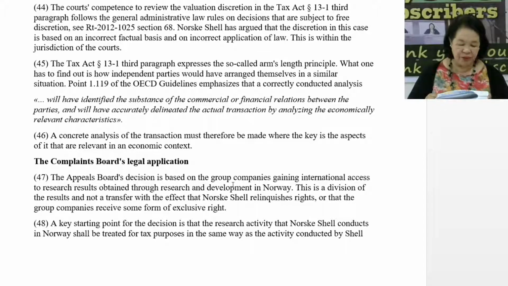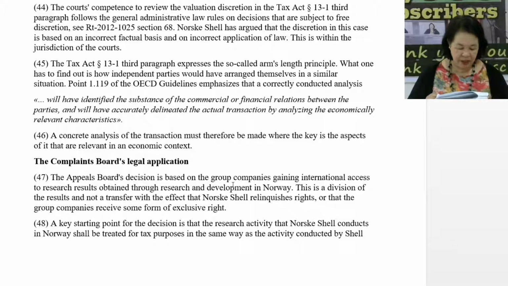What one has to find out is how independent parties would have arranged themselves in a similar situation. Point 1.119 of the OECD guidelines emphasizes that a correctly carried out analysis will have identified the substance of the commercial or financial relations between the parties and will have accurately delineated the actual transaction by analyzing the economically relevant characteristics, no? So, may citation siya dito, yung Commissioner of Taxation versus Glencore, no?